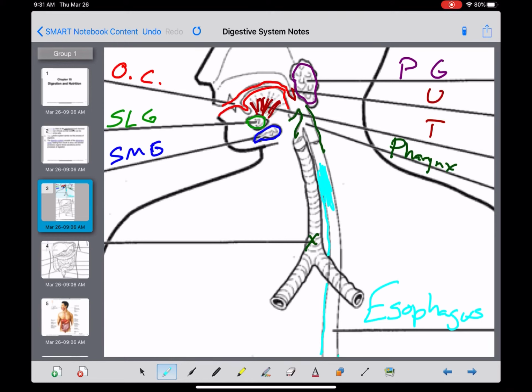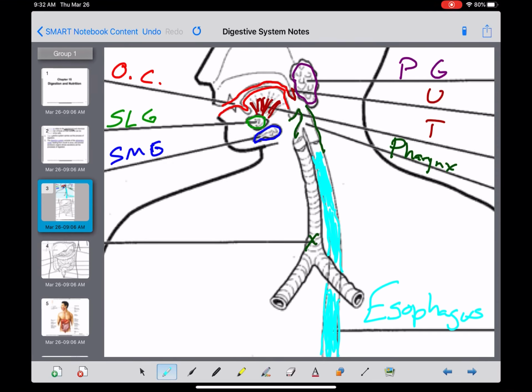Hollow tube, very flexible. Material moves through by peristaltic action, which is the squeezing, which we'll have a view of here shortly. So again, kind of a division somewhere around there. Okay, so that is the upper section of the digestive system.